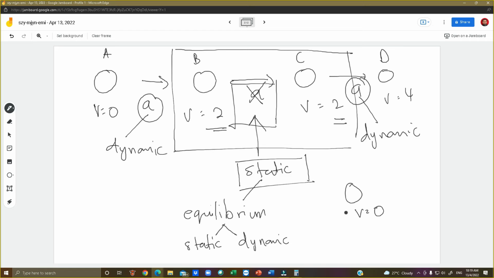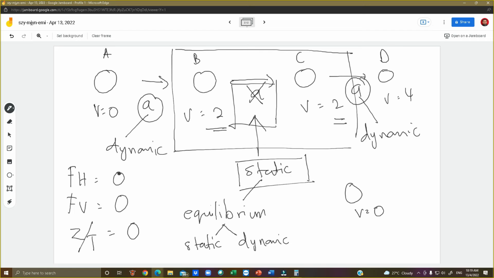So what are the similarities? These two things have one similarity. At any given point, whether dynamic equilibrium or static equilibrium, FH equals to 0, FV equals to 0, Z or T also equals to 0. So there are no changes towards the system.